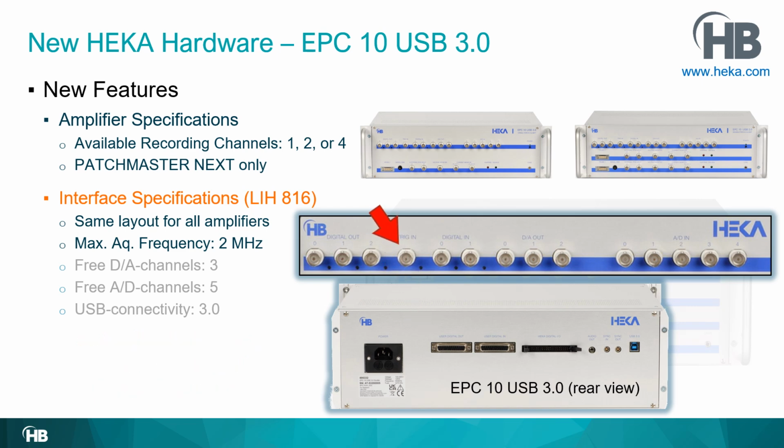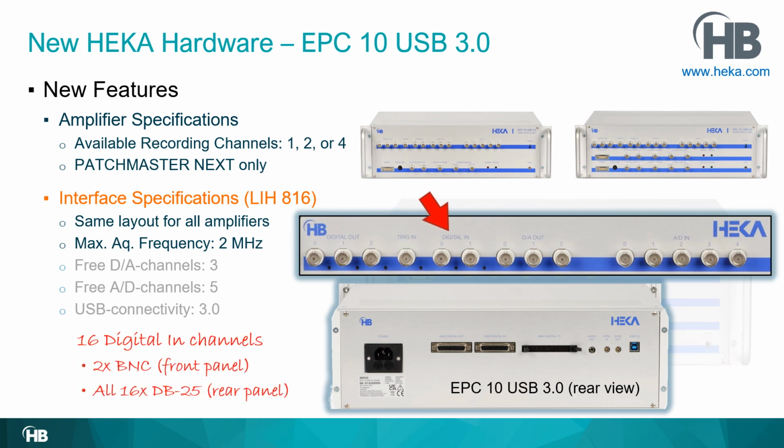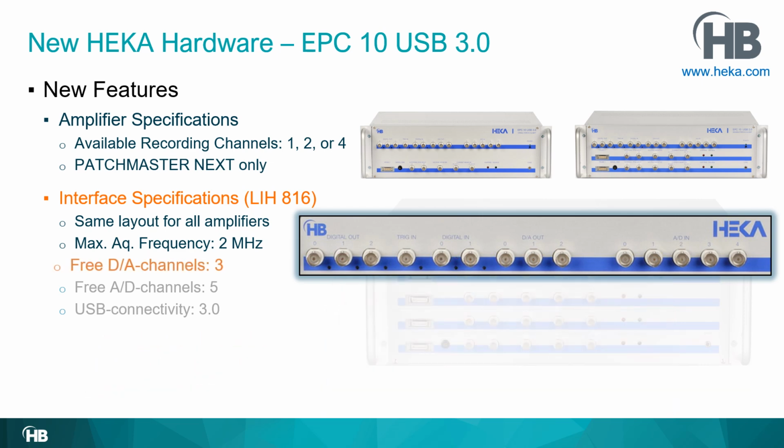Then you have a trigger input plug and you have digital in channels. And again, the interface board has 16 digital in channels. 2 of those are available on the front panel and all 16 are available on the rear panel. Then every amplifier has 3 analog out plugs or 3 channels available on the interface. These are the command out channels of the interface.